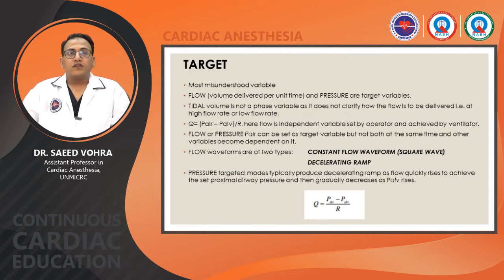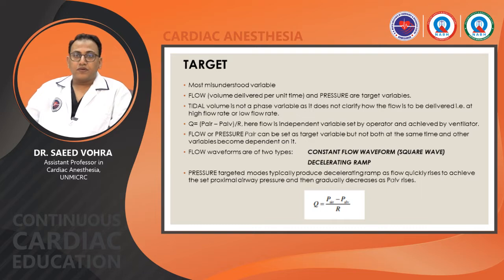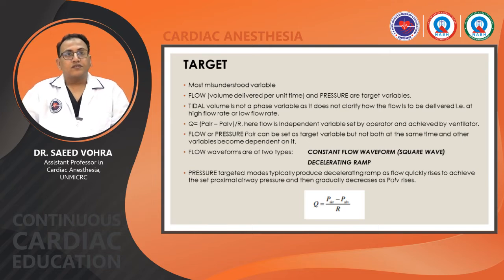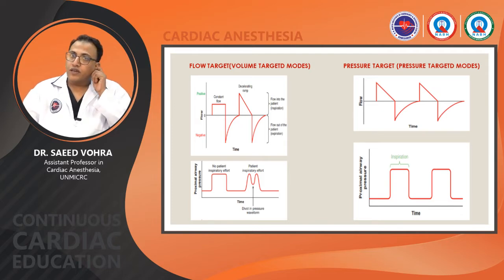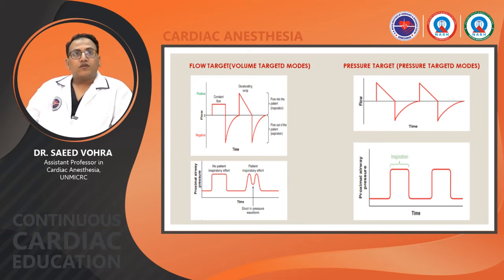Pressure targeted modes like pressure control ventilation typically produce a decelerating ramp, as the flow quickly rises to achieve the set proximal airway pressure, and then it gradually decreases as the alveolar pressure rises. Now this is the flow targeted modes and this is the pressure targeted modes. In flow targeted modes like volume control ventilation, the flow waveform can be a square wave or it can be a decelerating ramp, and in pressure targeted modes like pressure control ventilation, flow waveforms are decelerating ramp waveforms.